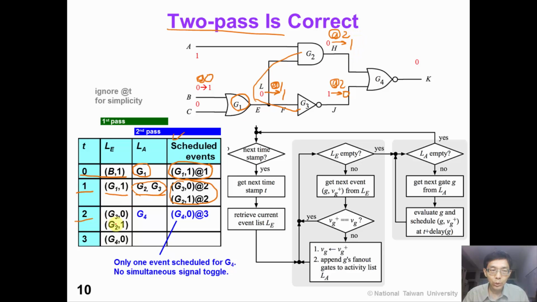And then we move on to time 2, where we have two events going on. They put the fanout gate G4 in the activity list. In the second pass, we evaluate G4. So G4 output is supposed to be 0 at time 3. And then we execute this event and finish the simulation. Please note that we only have one event scheduled for G4, so there is no simultaneous signal toggle problem. So the two-pass algorithm correctly solved the problem.